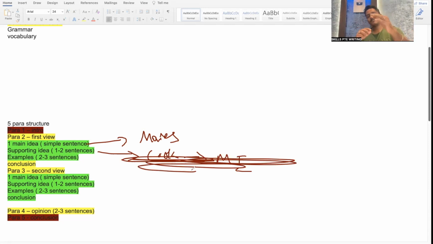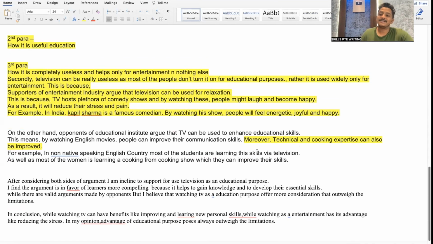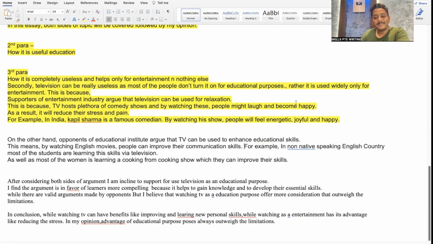You told about watching movies. Continue. For example, name a movie and say how it can be of educational purpose. This is completely wrong. For example, in non-native speaking English countries, most of the students are learning the skills via television. How? Which is that show, Akash? Which show? You don't want to name? Then I don't want to give marks. Explain. Never just write it. That's exactly what I talk about. Never write an example and end it in one sentence.